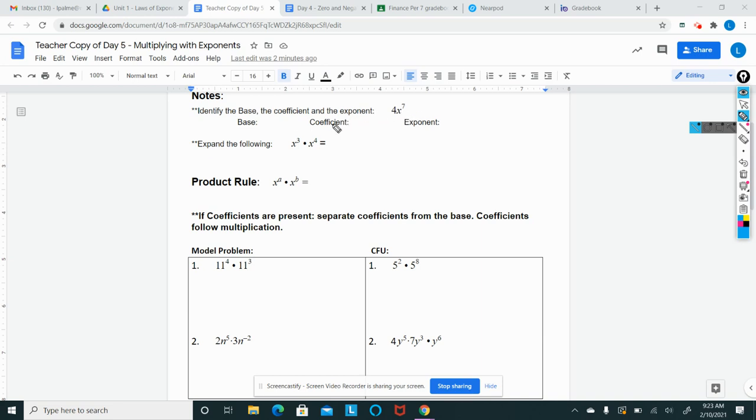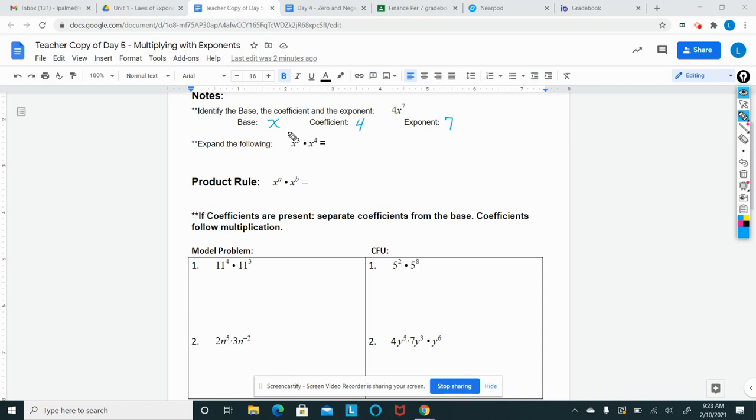The base is always what the exponent is attached to. So the base here would be x. The coefficient is how many times that x value is being multiplied, which is the 4. It's the large number before the variable. And the exponent is always the small number that is attached to the base. That would be 7.